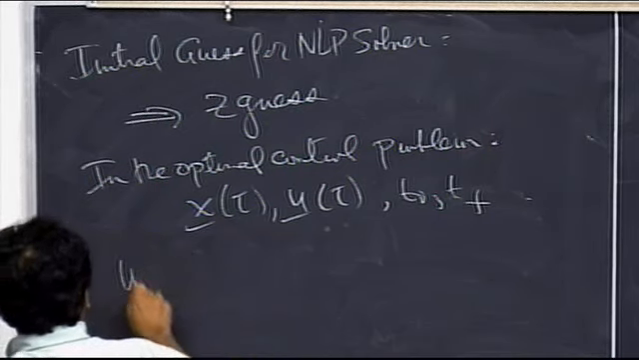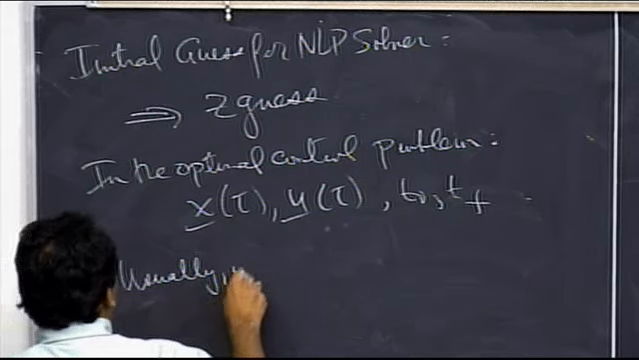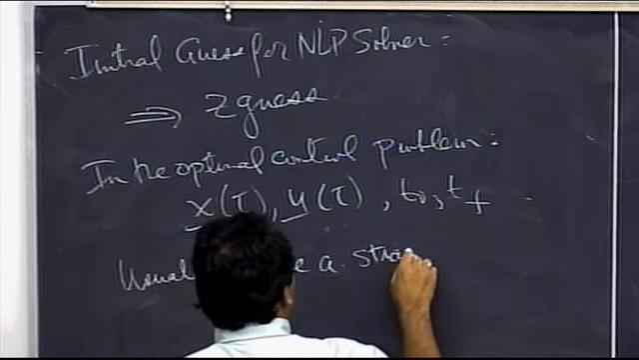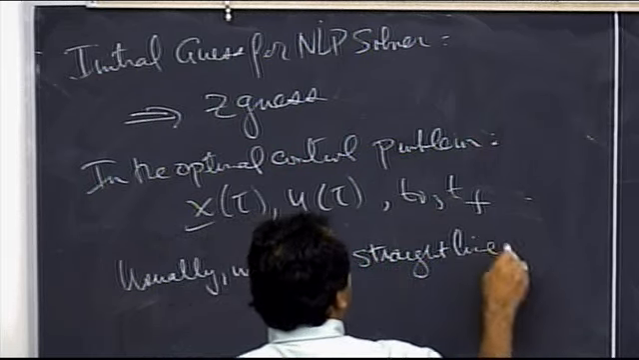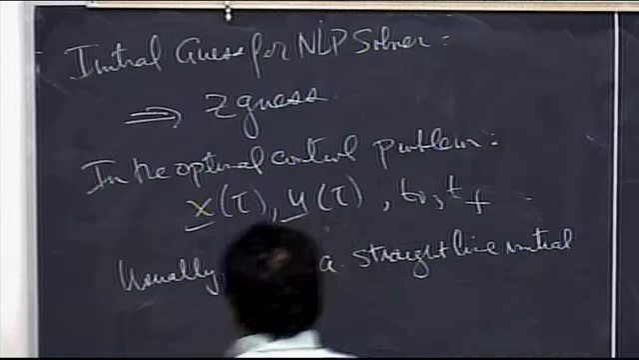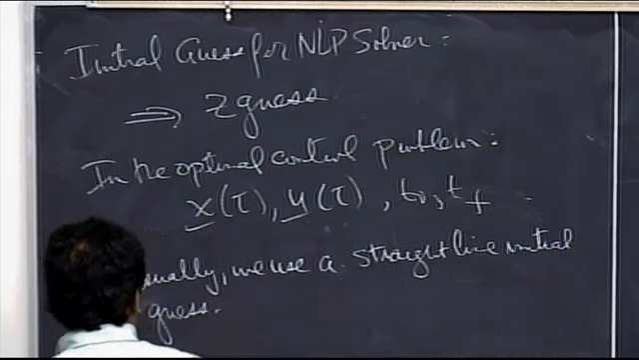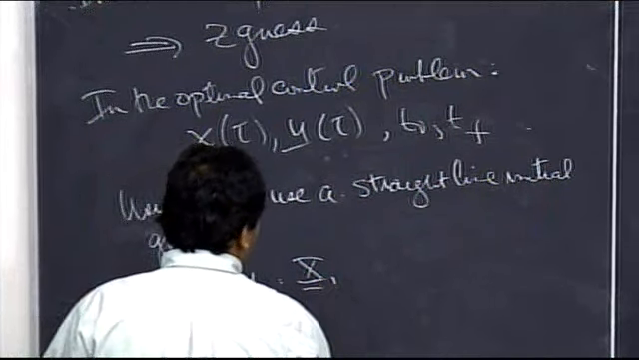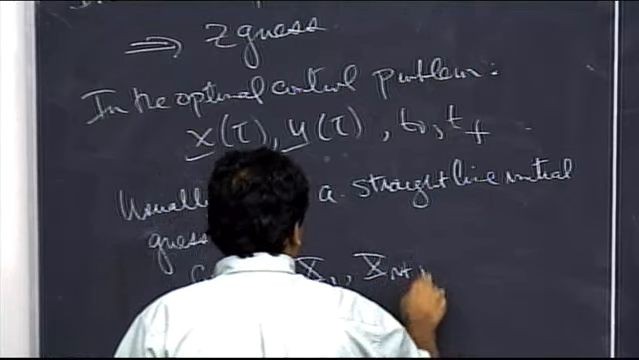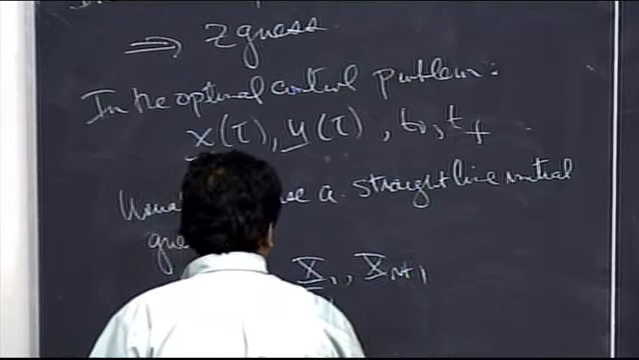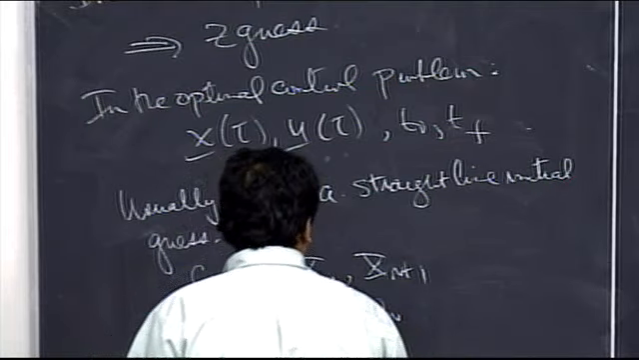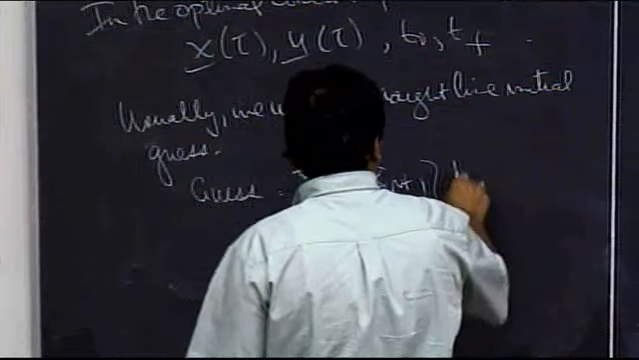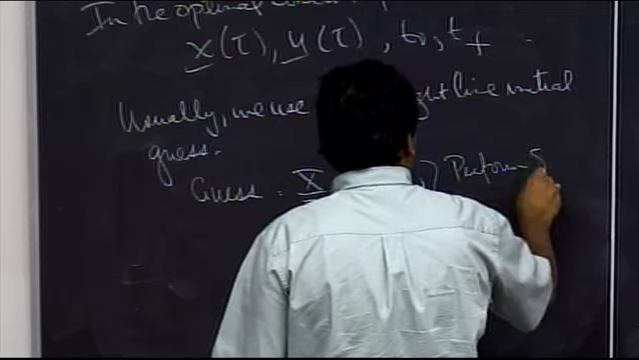So usually we use a straight line initial guess. What does that mean? What it means is that we guess x1, which is the initial state, and x n plus 1. We guess u1 and un. And then we guess t0 and tf. And for these, we perform straight line interpolation.